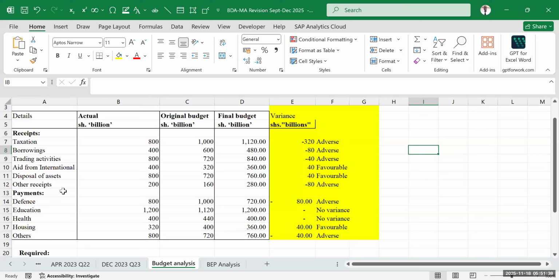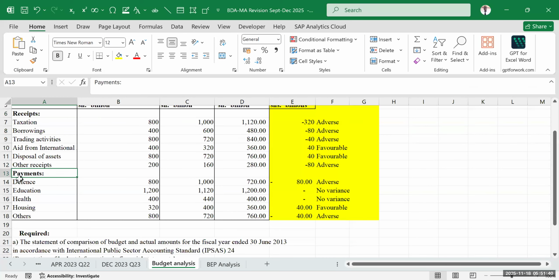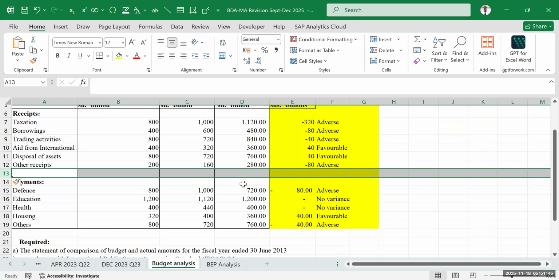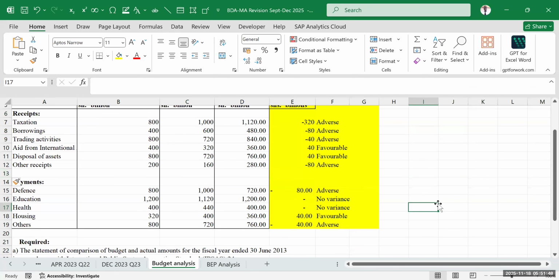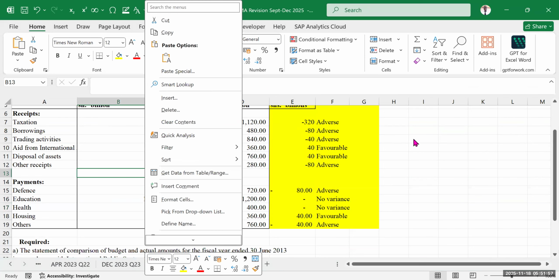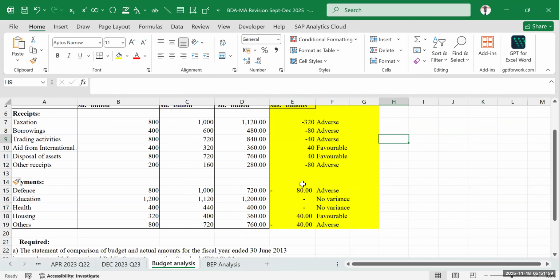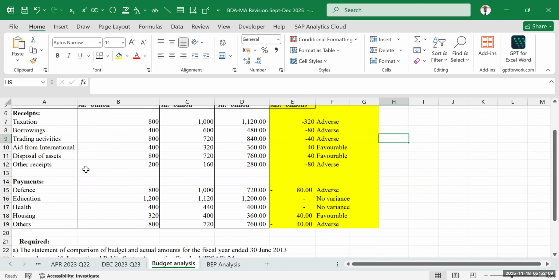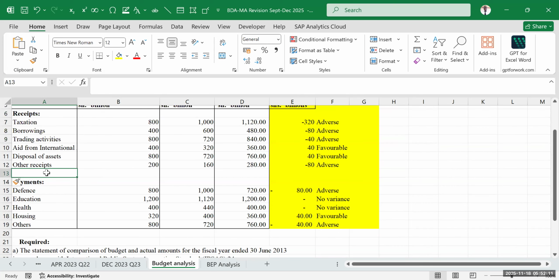So you can see we have receipts here and we have payments. Now, do you know what I want to do? I want to introduce a row. I know someone already knows the shortcut I've used to introduce that row without right-clicking and selecting insert. You have the knowledge of Excel shortcuts, so you know how to add the extra row or extra column very fast and easily.